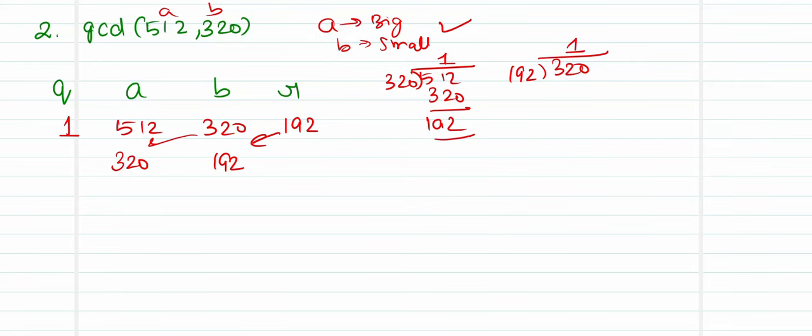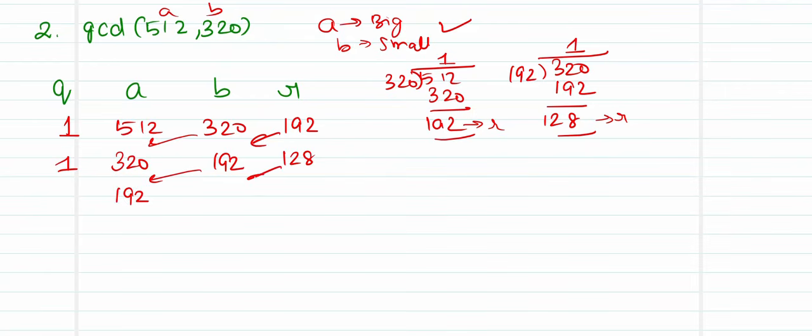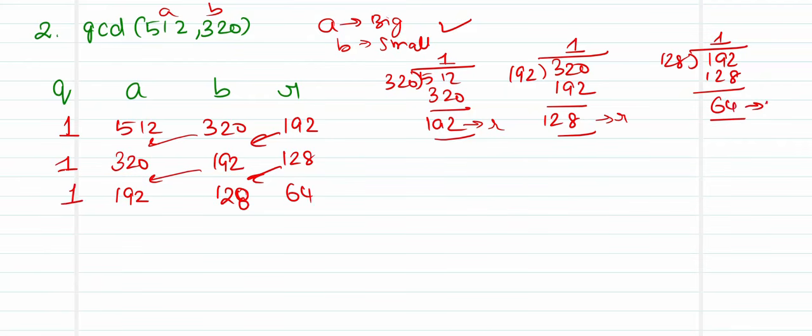Repeat the process. 320 is divided by 192. How many times does it go? 1 time, leaves a remainder of 128. So this remainder 128 is now entering and quotient gets value 1. Non-zero remainder. So repeat the process. 192, 128, and now the process is divide 192 by 128. It goes one time and it leaves a remainder of 64. So enter the 64 over here and the quotient over here.